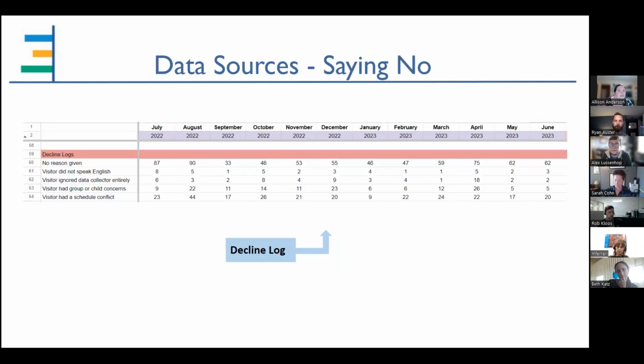And the last piece I wanted to share was around why do people say no? We don't have a why do people say yes question to compare to, which would also have wildly different reasons, I would imagine. But we do have an idea of why people are saying no. This just pulls in from that decline log and summarizes the common responses.